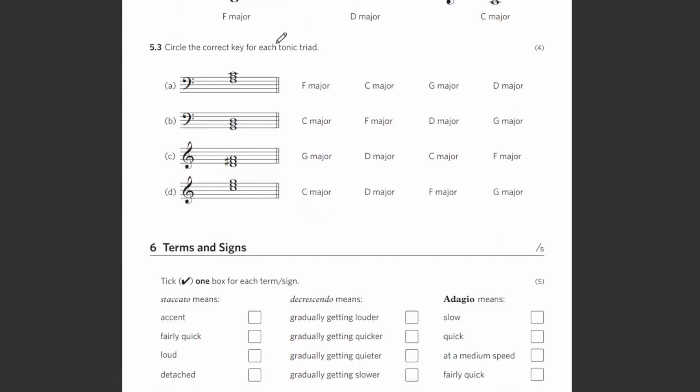Next, let's move on to 5.3, where you're asked to circle the correct key for each tonic triad. So this one is F, A, C, so it's F major. G, B, D, so it's G major. D, F sharp, A, D is the lowest note, so it's D major. Then C, E, G, so it's C major.